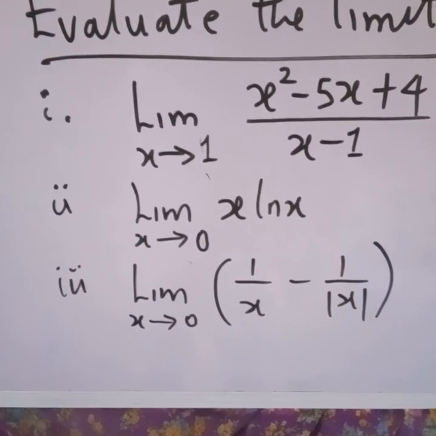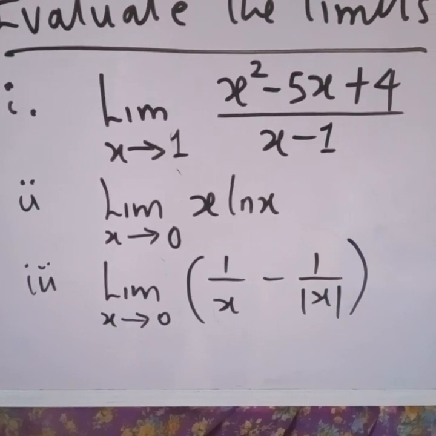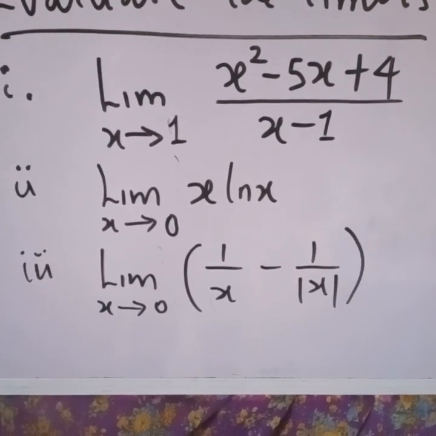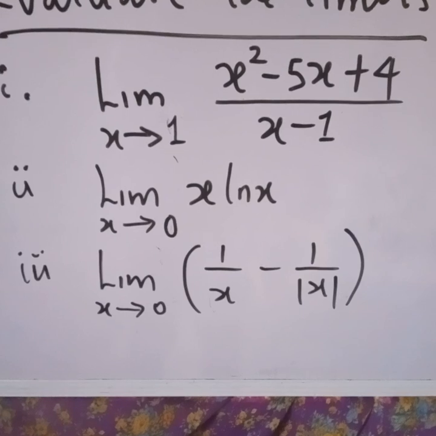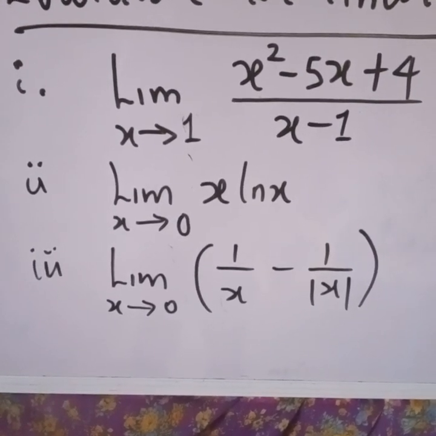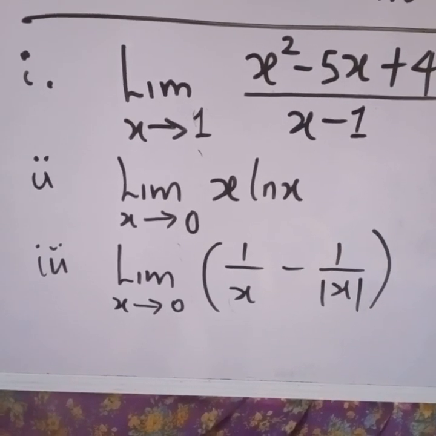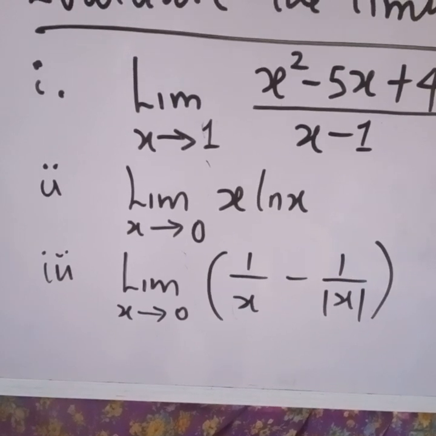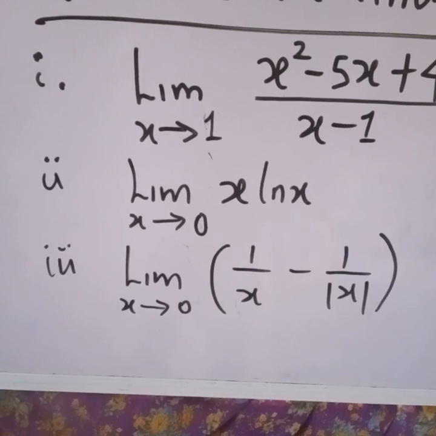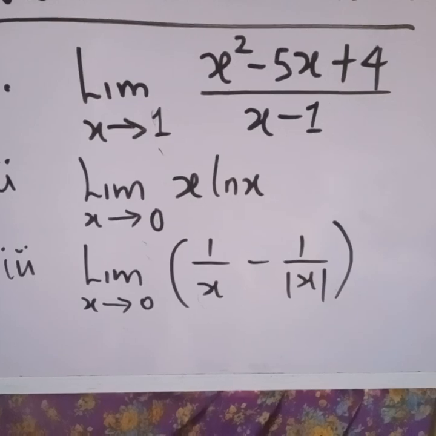So for example, we'll be looking at these three examples. The first one is the limit of x squared minus 5x plus 4 divided by x minus 1 as x tends to 1, and also 2, the limit of x ln x as x tends to 0, and the limit of 1 over x minus 1 over absolute value of x as x tends to 0. We'll be looking at them one after the other.